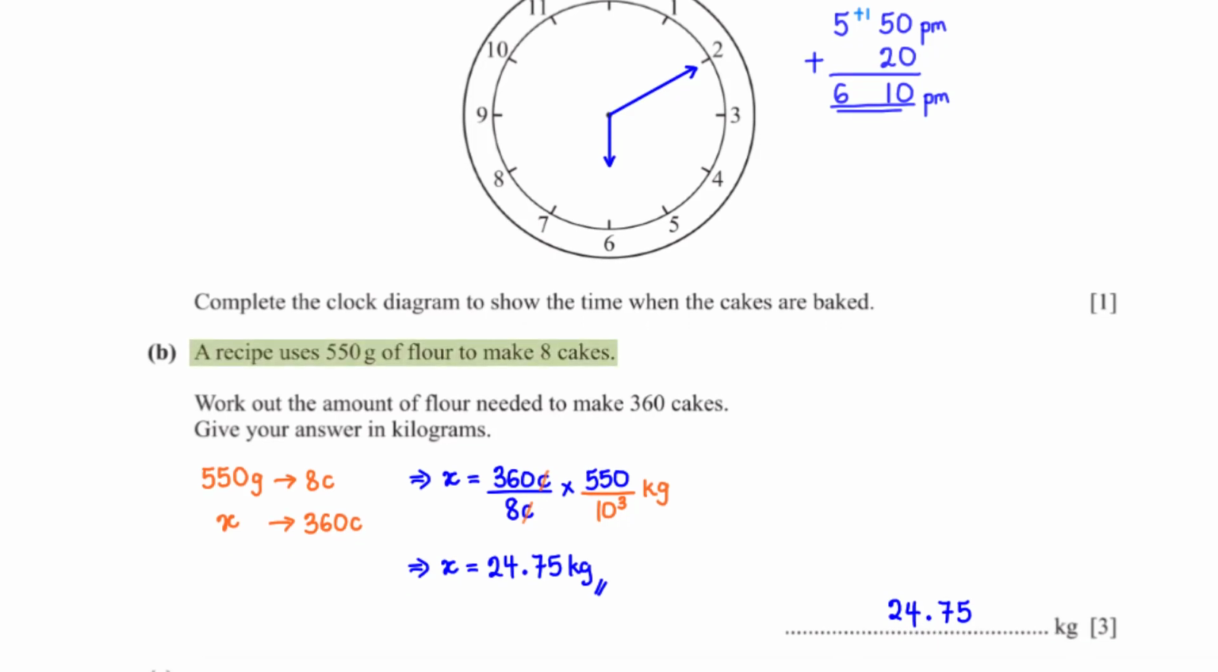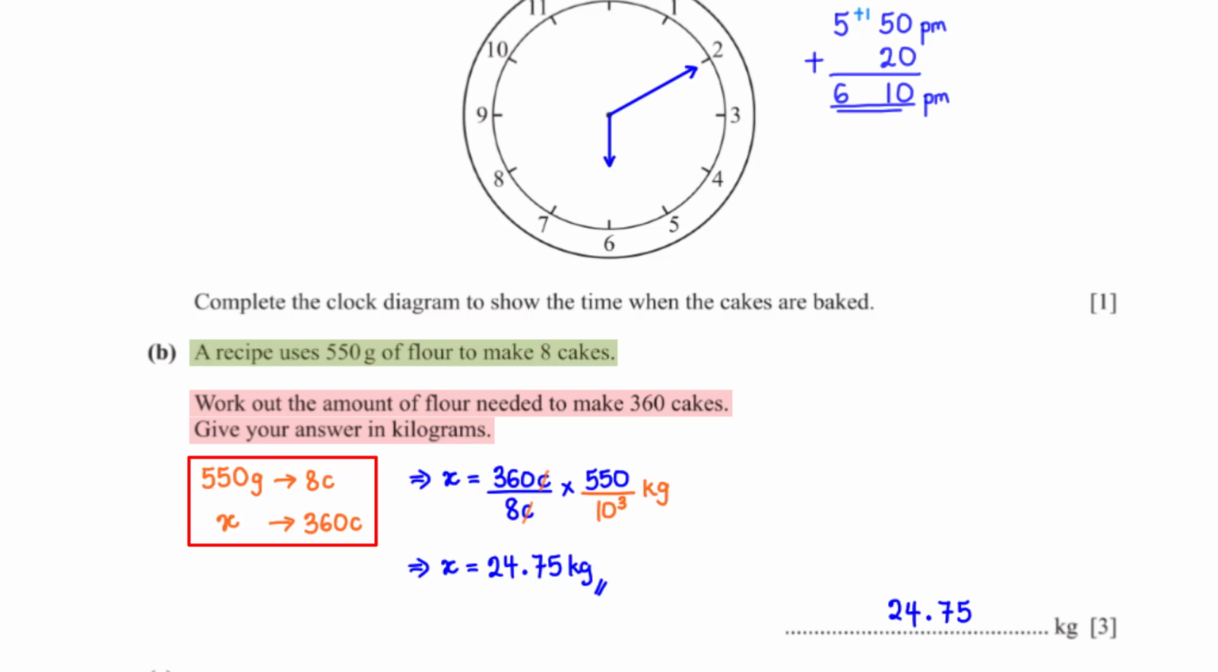A recipe uses 550 grams of flour to make 8 cakes. Work out the amount of flour needed to make 360 cakes. Give your answer in kilograms. If 550 grams of flour is needed to make 8 cakes, then what is the amount of flour that will be needed to make 360 cakes?